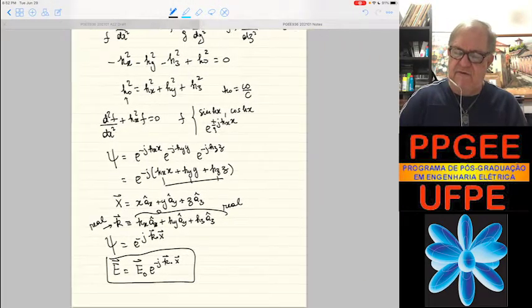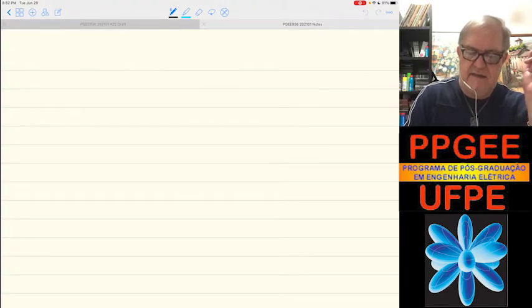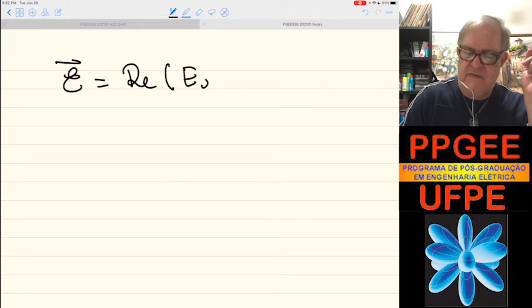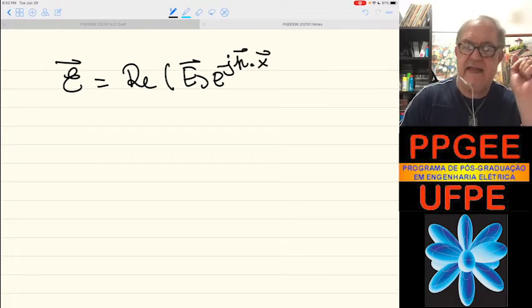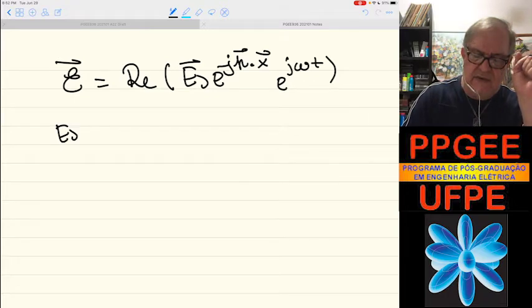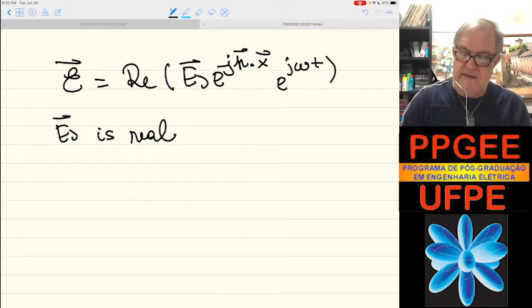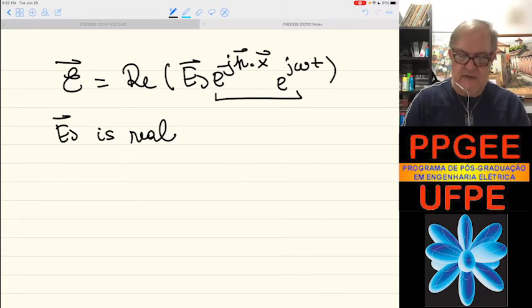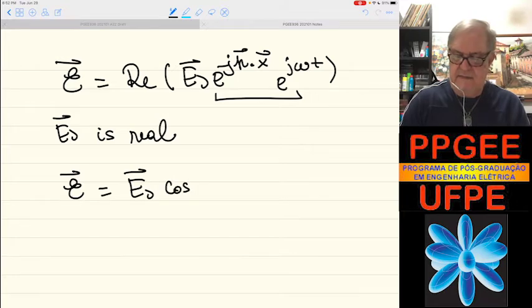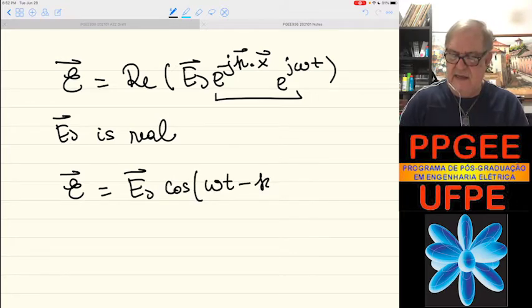So what's the physical field? Well, it is the real part of E0 exponential of minus jk dot x times exponential of j omega t. Assume that E0 is real, for instance, okay? E0 is real, so I have a real part of this function here. So E equals E0 cosine of omega t minus k dot x.